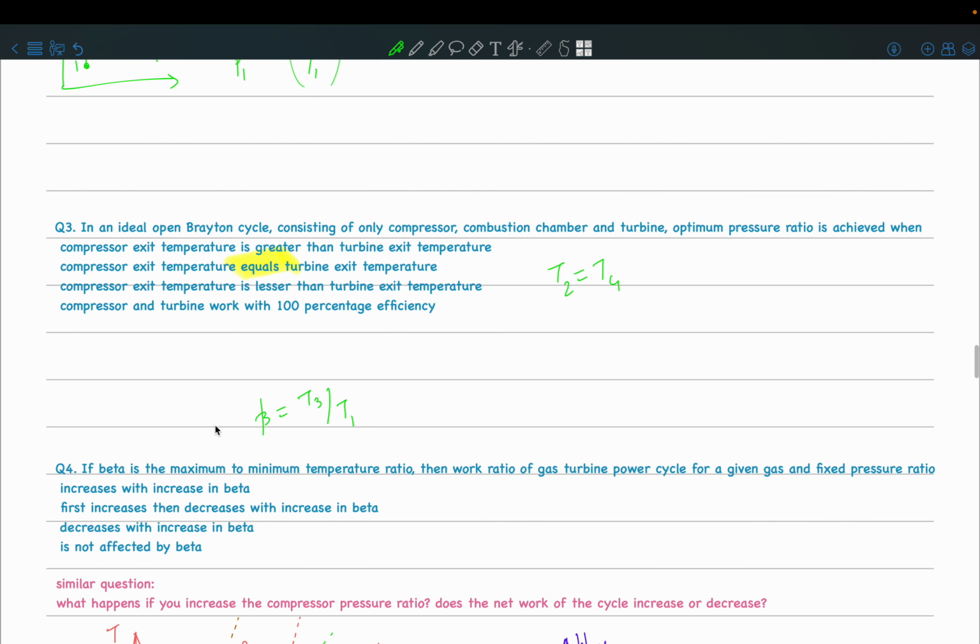So if you increase this beta, that is T3 by T1, that ratio increases. Okay, what is work ratio? You know what is work ratio? It is work done by turbine divided by work done by compressor. Yeah, it increases with increase in beta. Okay, so the answer is this one.